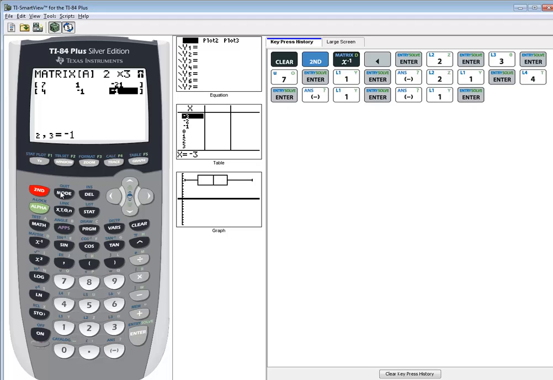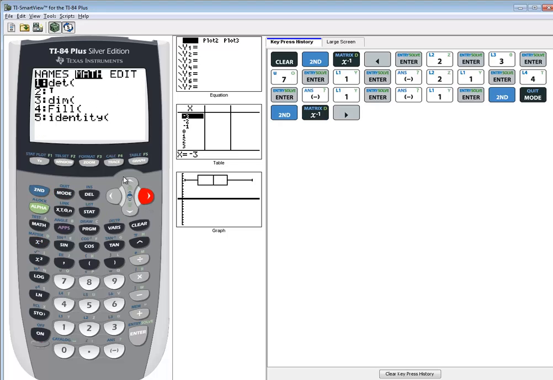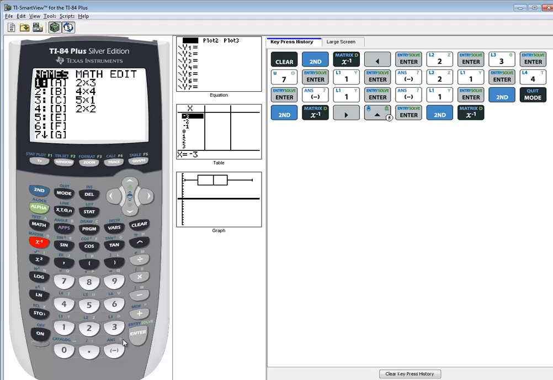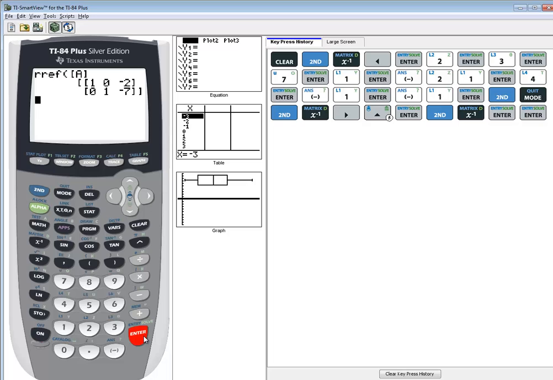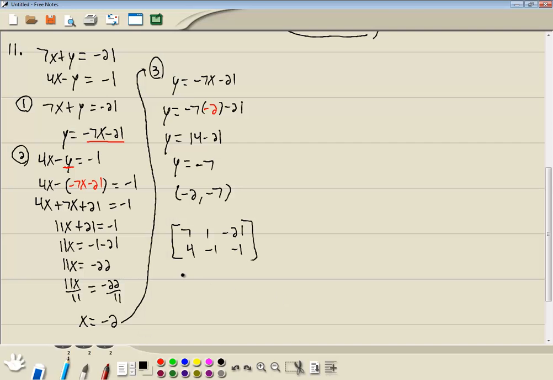And then I'll exit out, second mode, go back in the matrix menu, second x negative 1, right arrow to math, up arrow to RREF. Enter on it. Then second x negative 1, enter on A, enter again. And we end up with negative 2, negative 7. Again, 2 equations, 2 variables. First 2 by 2 should be a diagonal 1, 0, 0, 1. It is. So this is x and this is y. And we come up with the same answer, negative 2, negative 7.